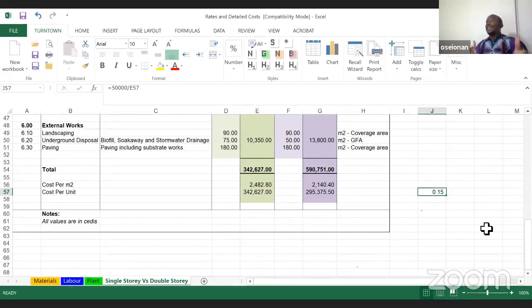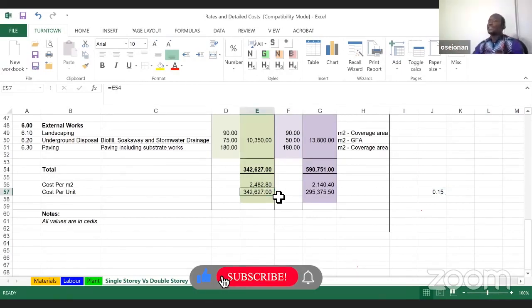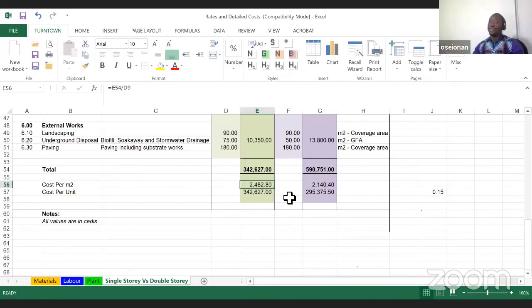In this case, I've analyzed it as if it's the same 3-bedroom that you're putting upstairs. A quick calculation, if you want to do any calculation first of all before you determine what you want, is the cost per meter square that you can see here.